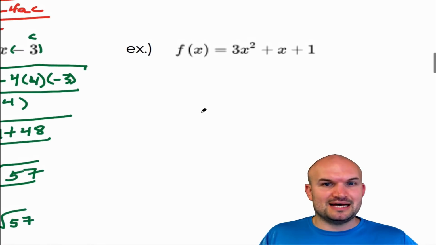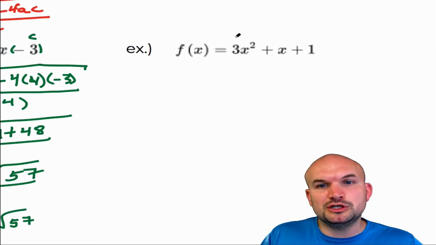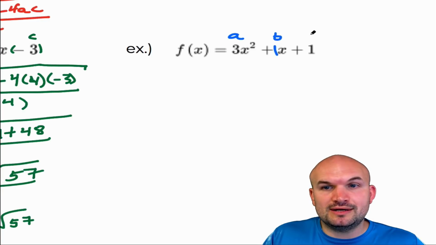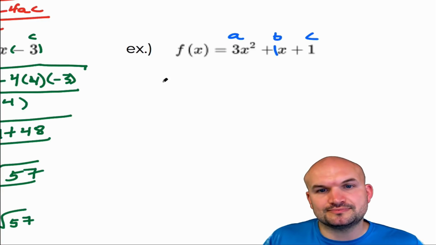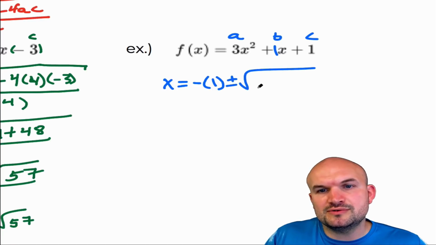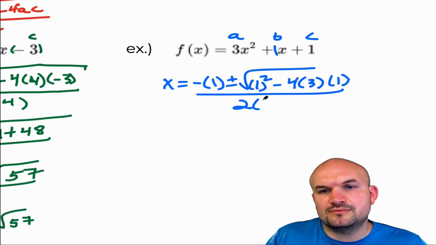All right, last but not least here. So now, again, we're going to identify. Let's go over to blue. So we'll say A is 3. B in this case is 1. And then C, we have a +1. So plugging them into the quadratic formula, we have opposite of B plus or minus the square root of 1 squared minus 4 times A times C, all over 2 times 3.